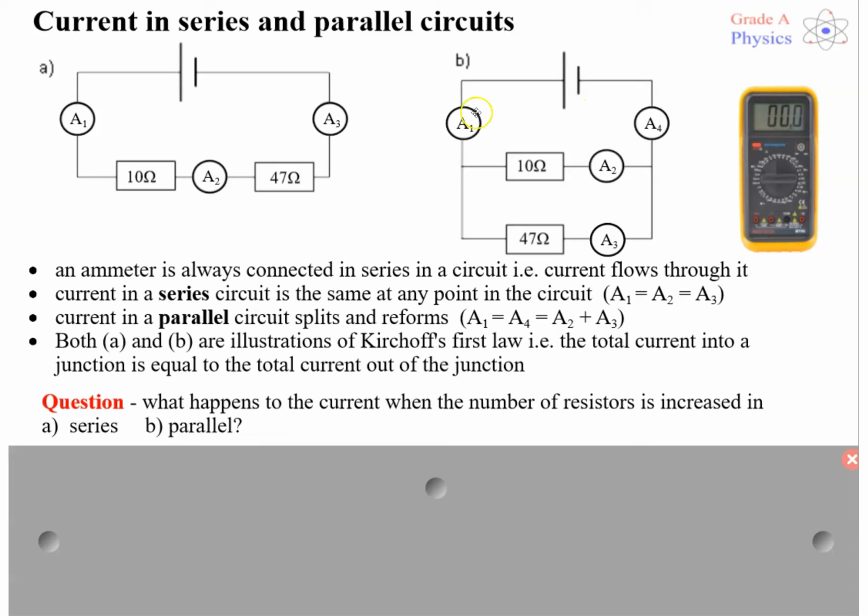If I did the same in a parallel circuit, if I added another loop down here, so let's say I put a 10 ohm resistor to make a separate loop down here, then as we'll see later on in the series, the total resistance actually goes down if you increase the number of resistors connected in parallel. So if the total resistance has gone down, that means it's easier for current to flow, so the total current will increase.